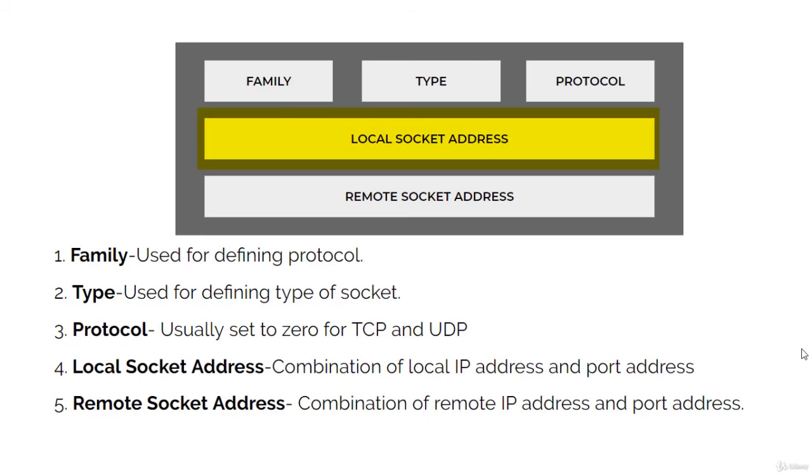Local socket address. It is used for defining the local socket address, that is the combination of local IP address and the port address of the local application program. Remote socket address. It is used for defining the remote socket address, that is the combination of remote IP address and remote port address of a remote application program.